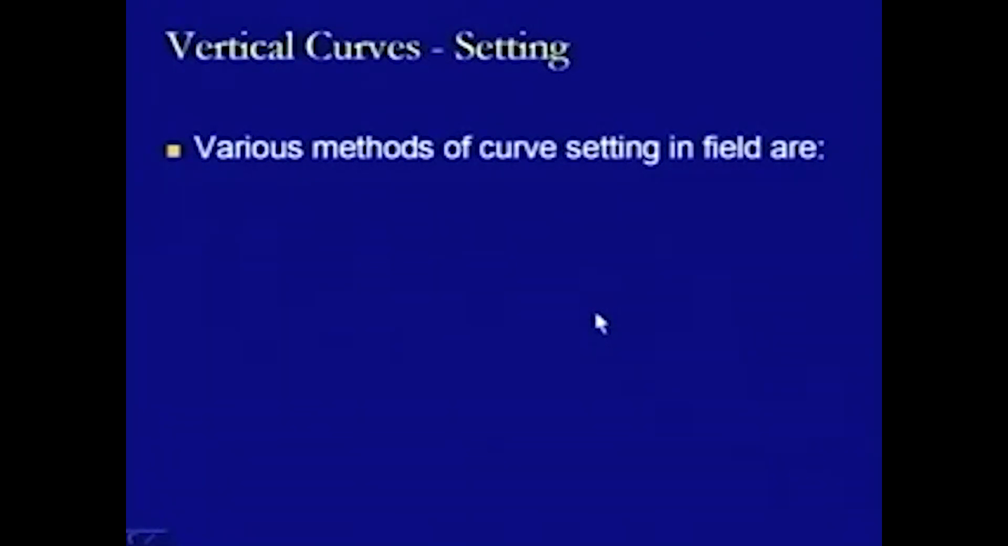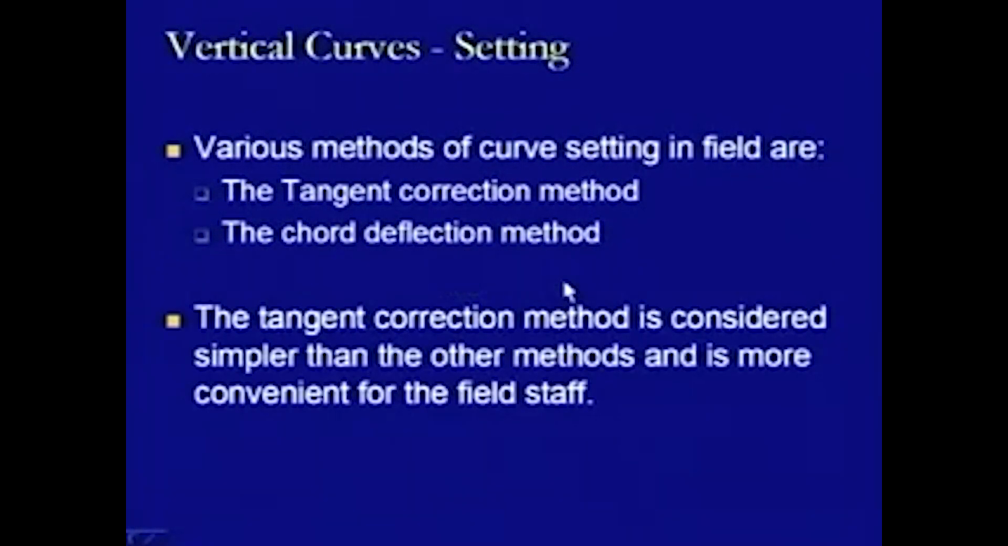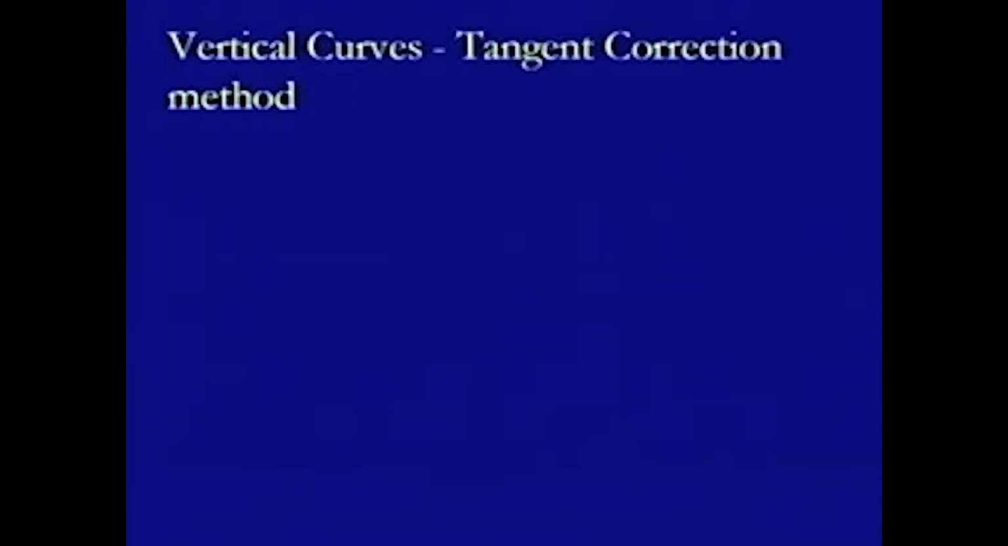Now we come to the next aspect of the vertical curve, the setting of the curve in the field. There are different methods by which the curves can be set in the field. They are the tangent correction method and the chord deflection method. The tangent correction method is considered simpler than the other method, and it is also more convenient for the field staff to lay the curve using this method. So in the case of the tangent correction method, we can set the vertical curve by the following process.